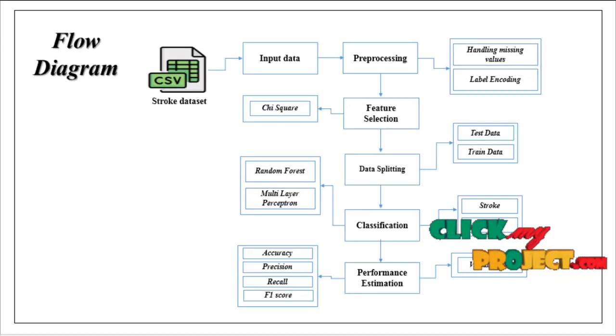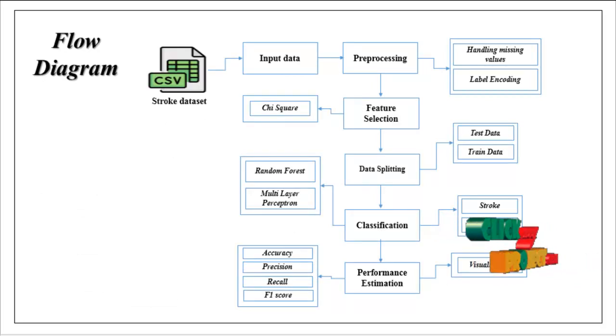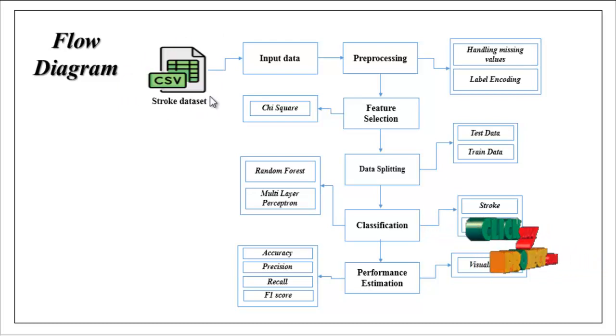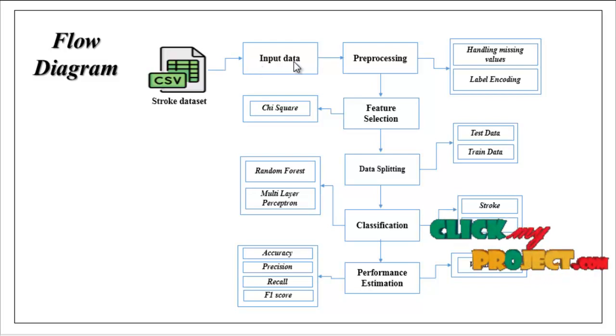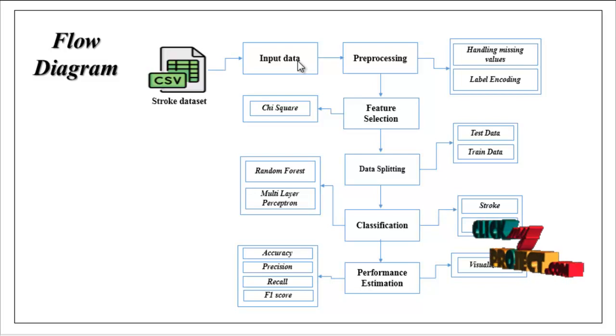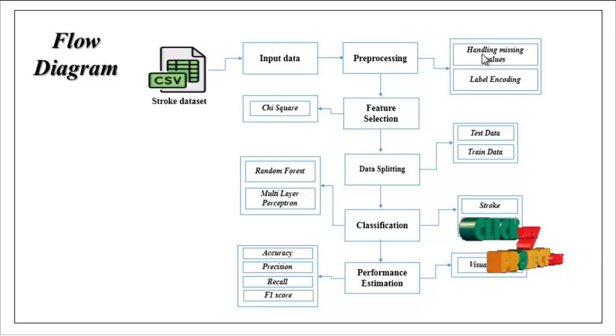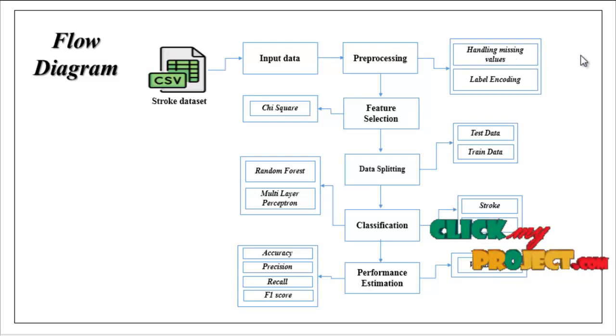This is the flow diagram of our project. First, we take the stroke dataset. Our dataset format is a .csv file. Then we select our input data by using the pandas package. The selected data is carried to the pre-processing step. Here we check and handle the missing values to avoid wrong prediction.